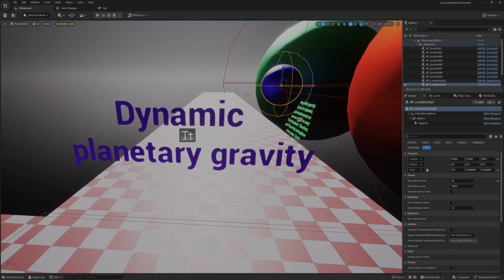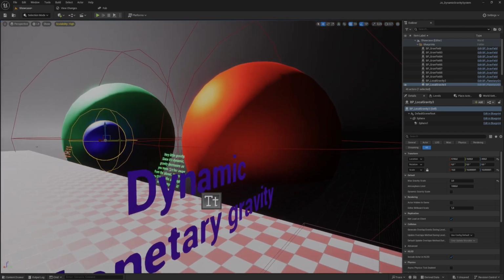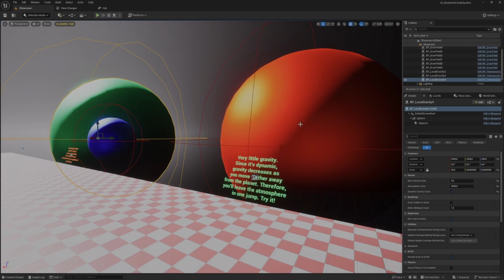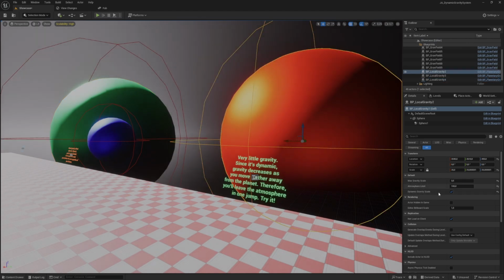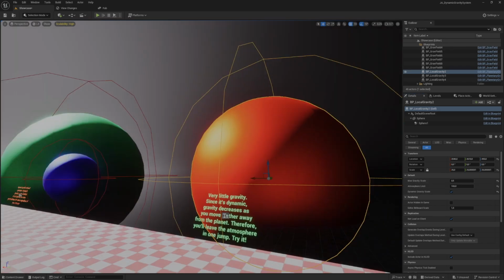And here we've got a few different examples to look at. First, we can distinguish between two types of behavior, dynamic and normal. Dynamic gravity uses an atmospheric limit and gradually decreases as you move away from the planet. Normal gravity, on the other hand, stays the same no matter how far you go.